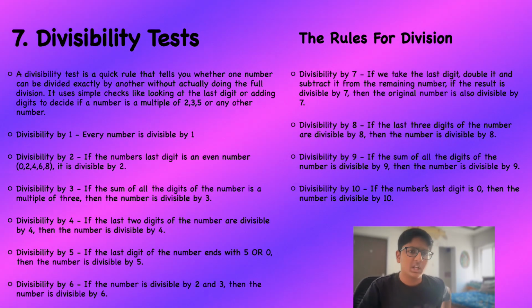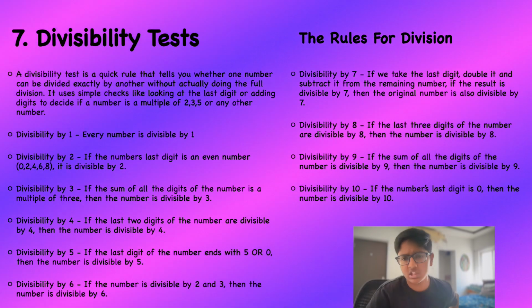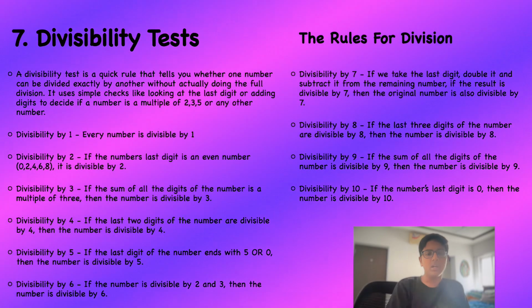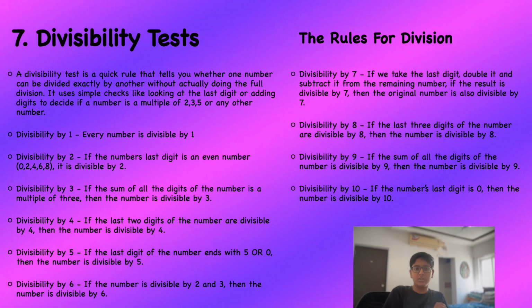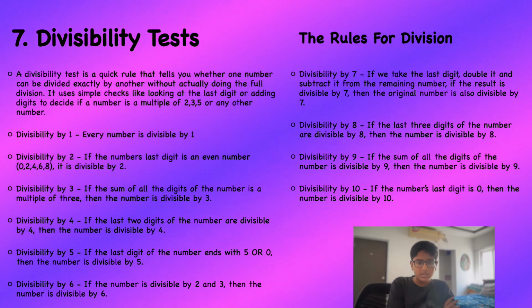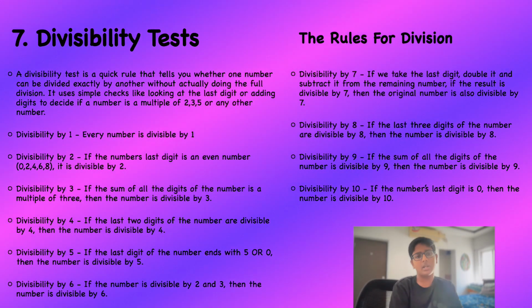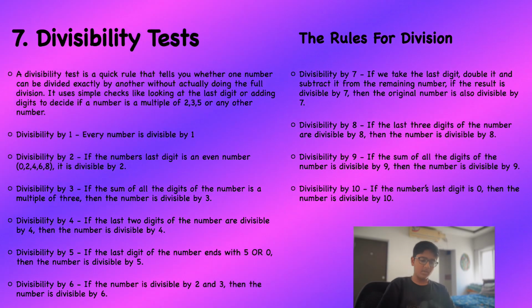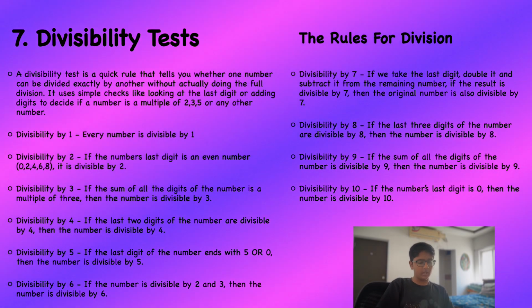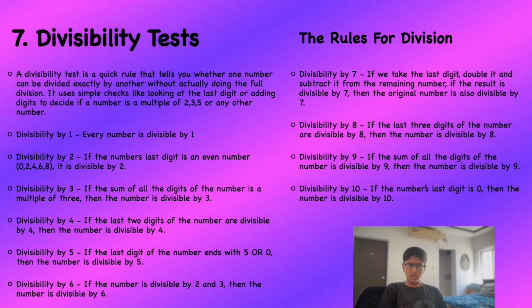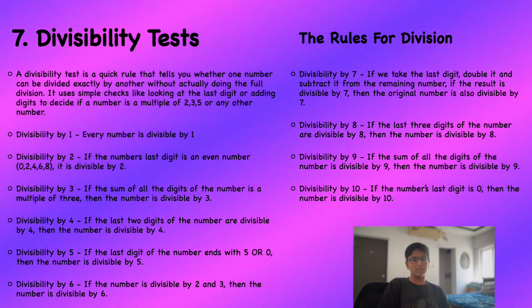For the first one, divisibility by 1, every number is divisible by 1. And the answer is the number itself. We have learned this as a property. Next, divisibility by 2. If the last digit is an even number, it is divisible by 2. Next, divisibility by 3: if the sum of all the digits of the number is a multiple of 3. Suppose we take 369. So 3 plus 6 is 9, 9 plus 9 is 18. Now 18 is divisible by 3. 18 by 3 is 6. So 369 is divisible by 3.